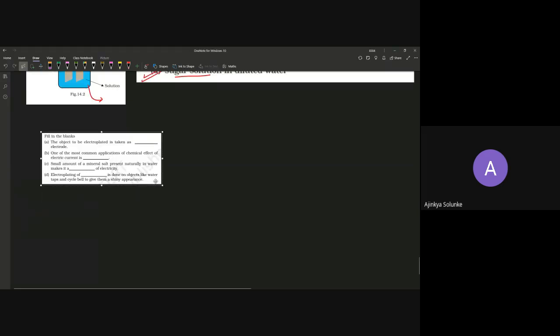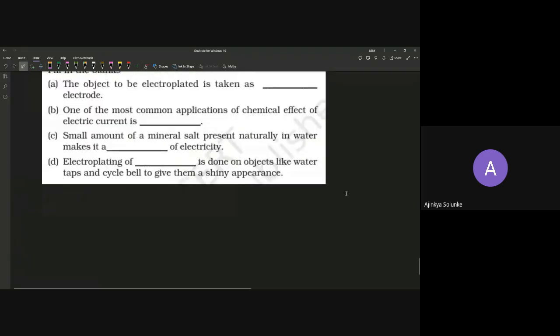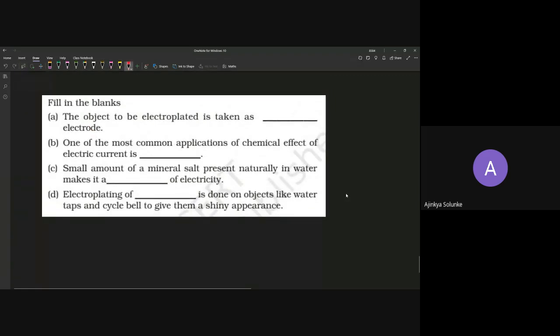Some fill in the blanks for you. The first question: the object to be electroplated is taken as dash electrode. They're asking the object which you need to be electroplated, it's connected to what? Anode or cathode? Electroplating. Should it be connected to anode or cathode? Good. It should be connected to cathode, obviously.